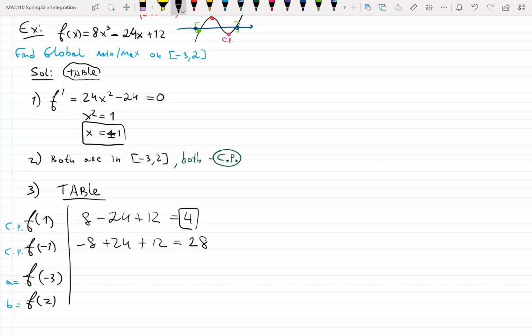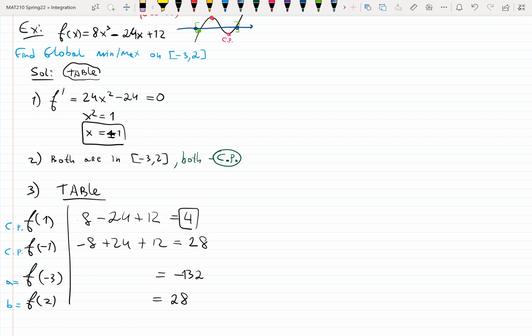Plug 3, yeah, I definitely don't want to calculate that, and plug 2. And you will have some kind of numbers. Actually, at 2, I can see the answer. F at 2 is 28, and F at minus 3 is minus 132. Choose the winner. The winner is the one that has the smallest value and the biggest value output.